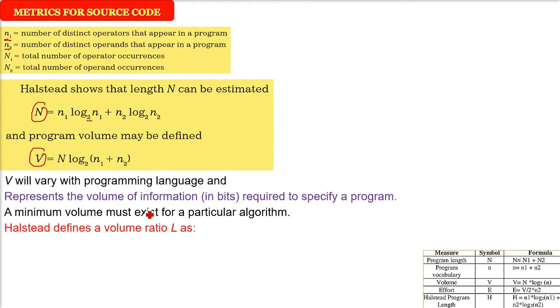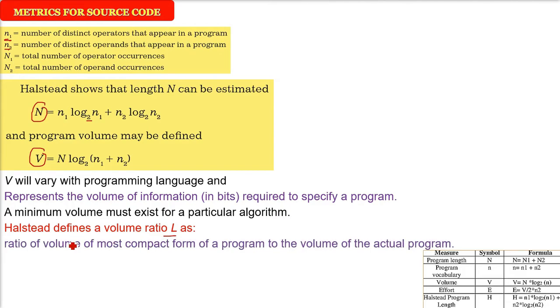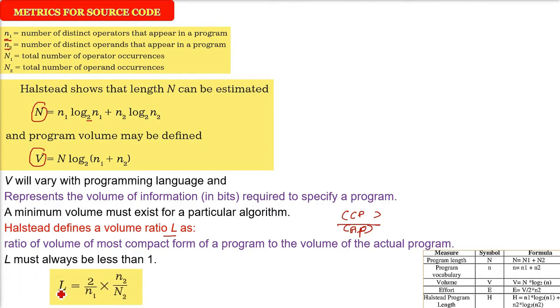So a minimum volume should be there for a particular algorithm. He also gave the volume ratio, which is actually the inverse of your difficulty. This is the ratio of the volume of the most compact form of the program to the volume of the actual program. So the compact program divided by the actual program is the volume ratio. L, this volume ratio, has to be less than 1. It is 2 by small n1 into small n2 by capital N2, and you just invert it. Just do 1 by L, and you will get the difficulty.